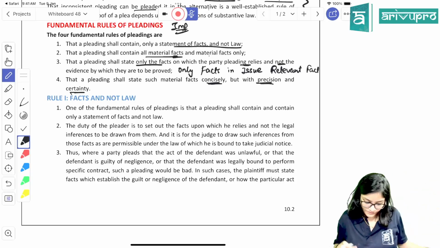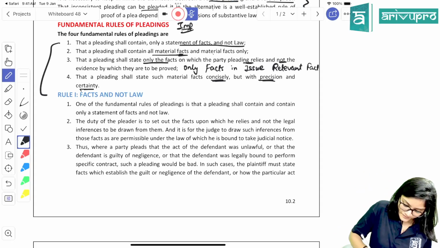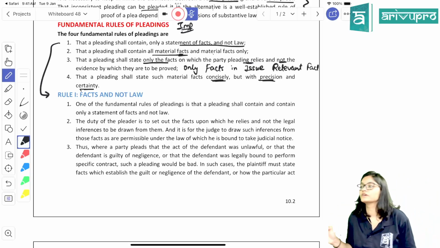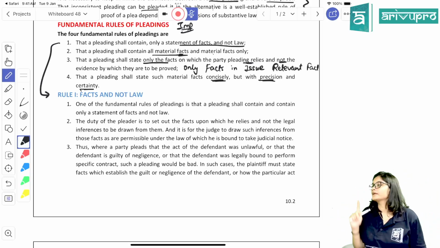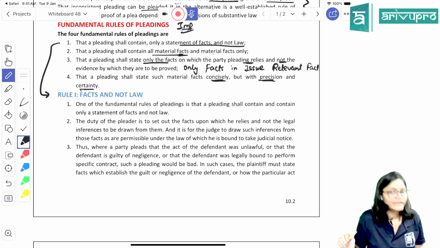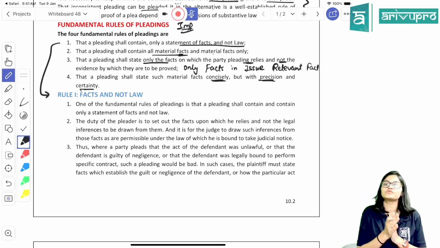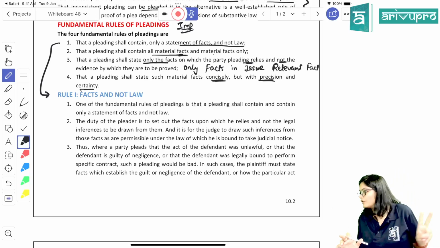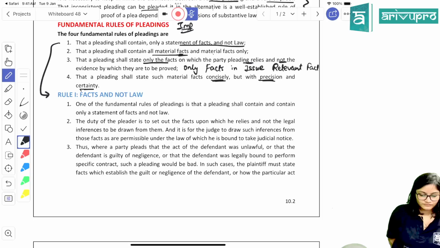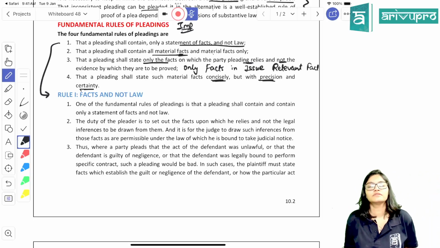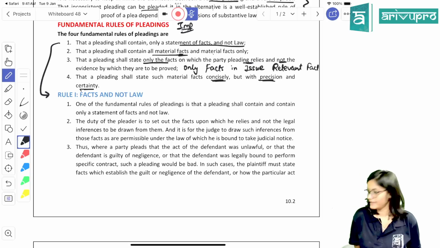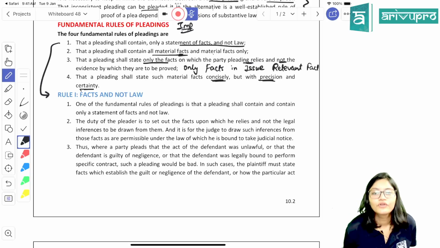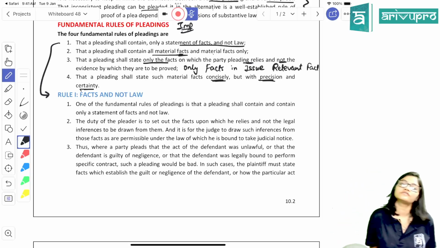Out of that, let us start with the first one. What was the first rule? That you will mention facts and not the law. That is the first fundamental rule of pleading. When you write any plaint, when you write any written statement, that is the first rule. Only facts should be written, not the law. Ma'am, why? Judge will say, don't explain the law to me. I know the law properly. You just mention the facts. What is the law, how the law is to be interpreted, I will check that. No need for your expert advice. That is the first fundamental rule.